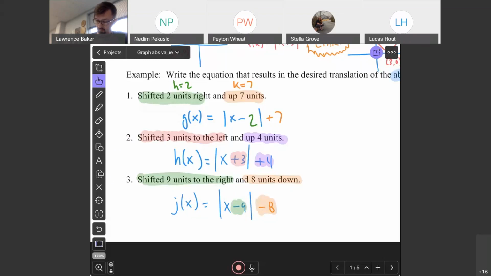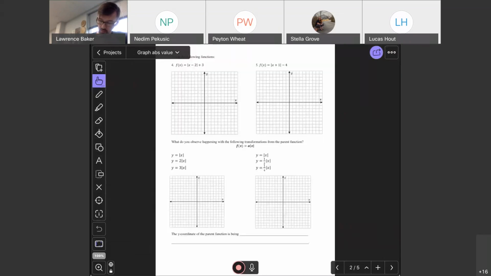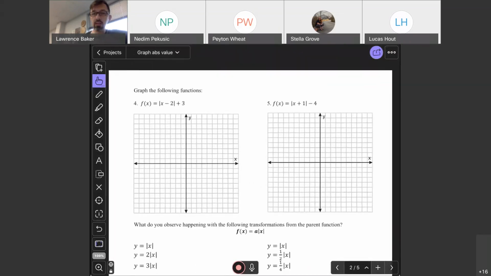Okay. Let's flip to the next page. We're going to use these ideas to graph a couple of functions.